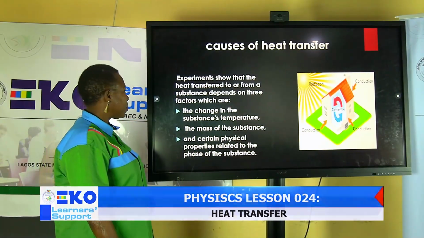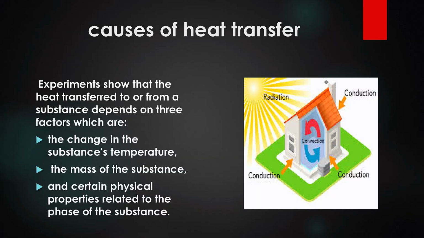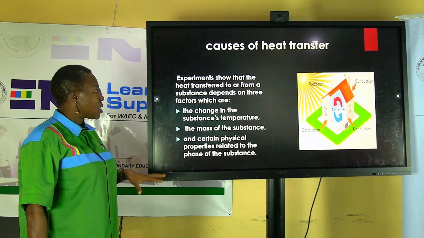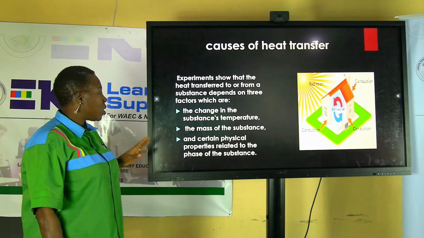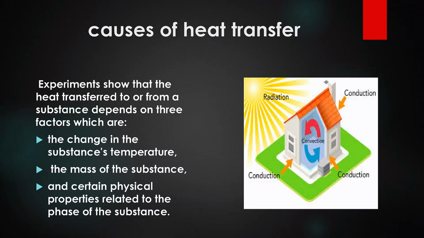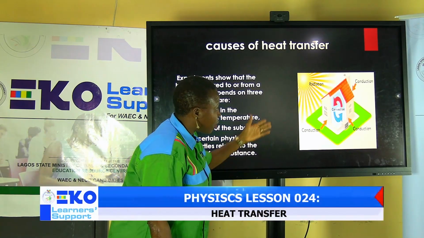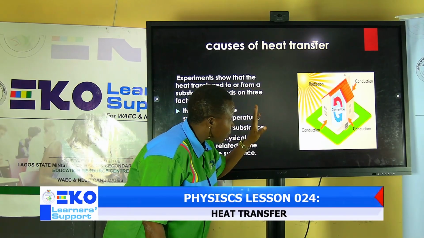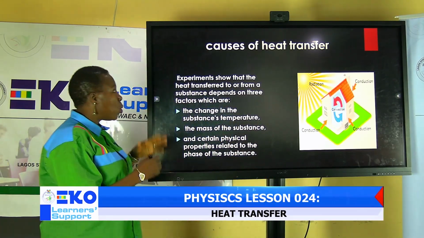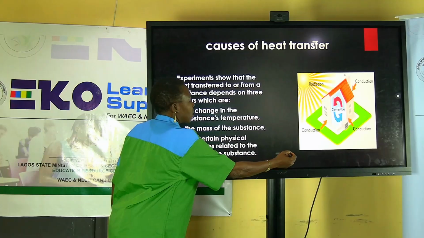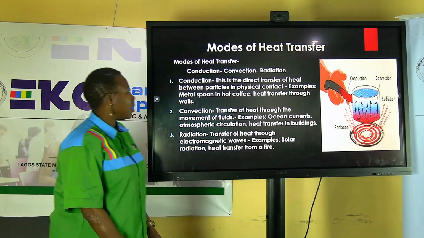Causes of heat transfer. Experiment shows that the heat transfer to or from a substance depends on three factors, which are the change in the substance's temperature, the mass of the substance, and certain physical properties related to the phase of the substance. As you can see, we have radiation from the sun, we have conduction, we have convection. These are modes of heat transfer. Let's check the next slide.